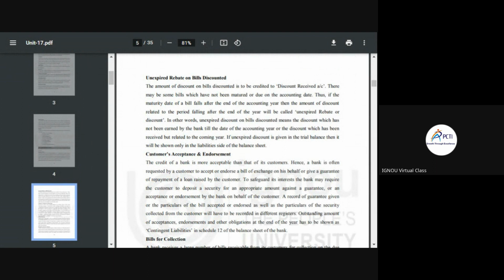After that, we have the unexpired rebate on bills discounted. So basically, the amount of discount on bills discounted is to be credited to the discount received account.